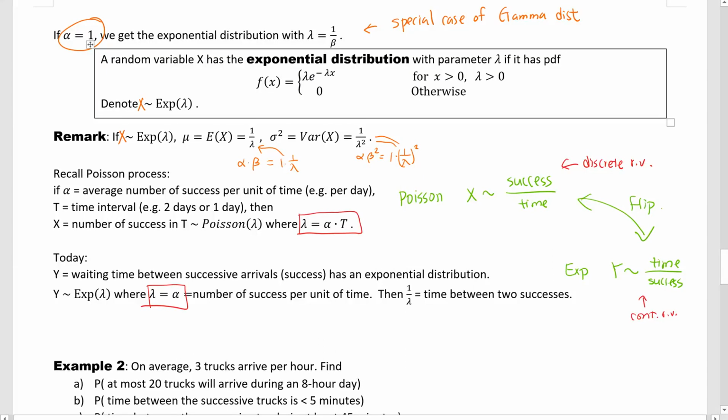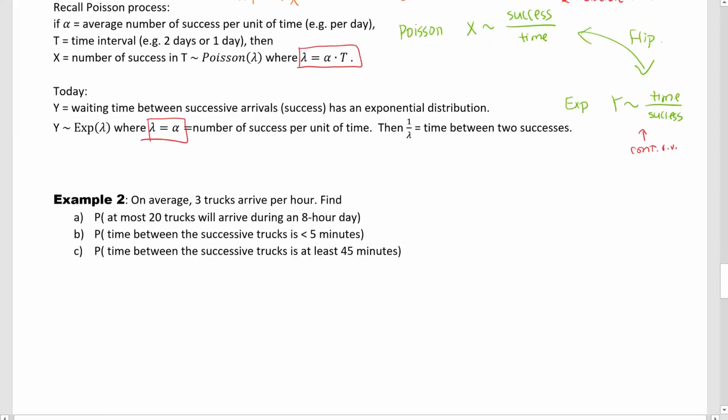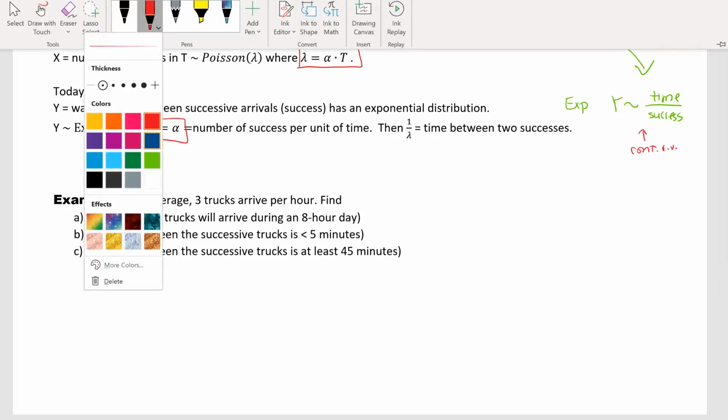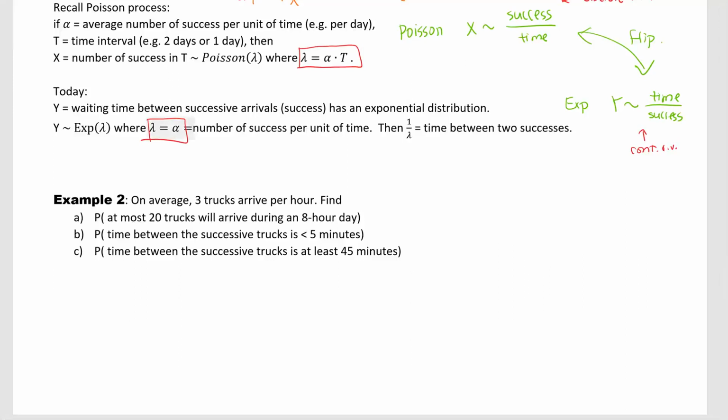Let's look at this example. Example 2: on average, 3 trucks arrive per hour. So what is alpha? Alpha is 3. This is the average number of arrivals per hour, so the unit of time is hour.